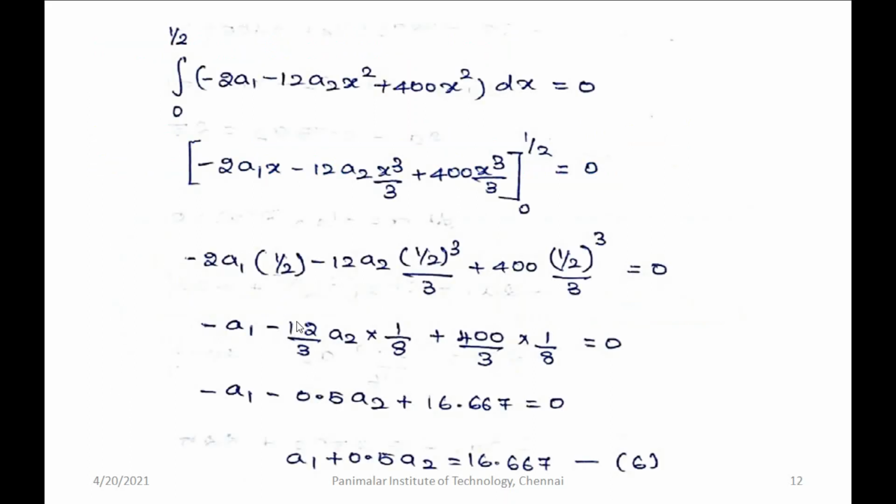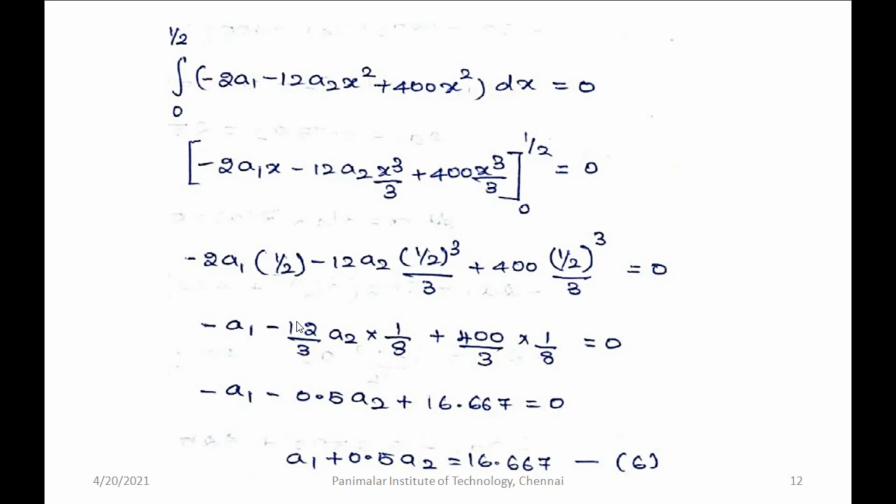Now this is the first domain, integral 0 to 1 by 2, r of x dx, where r of x is minus 2a1 minus 12a2 x square plus 400 x square. Now you do the integration and apply the limit. So minus 2a1 becomes minus 2a1x, minus 12a2 x square will become minus 12a2 x cube by 3, plus 400 x square will become 400 x cube by 3 after integration. And what are the limits? 0 to 1 by 2.